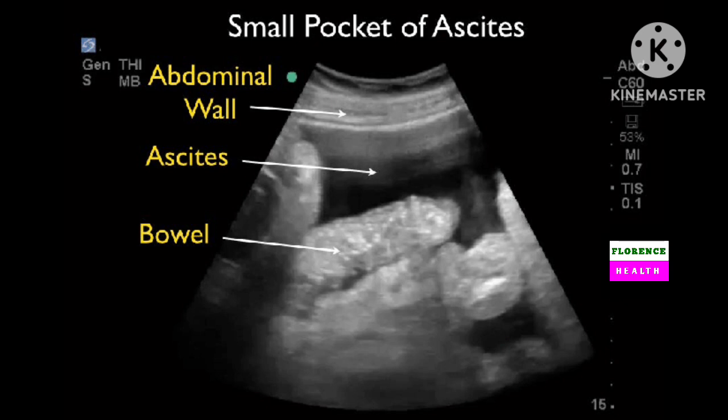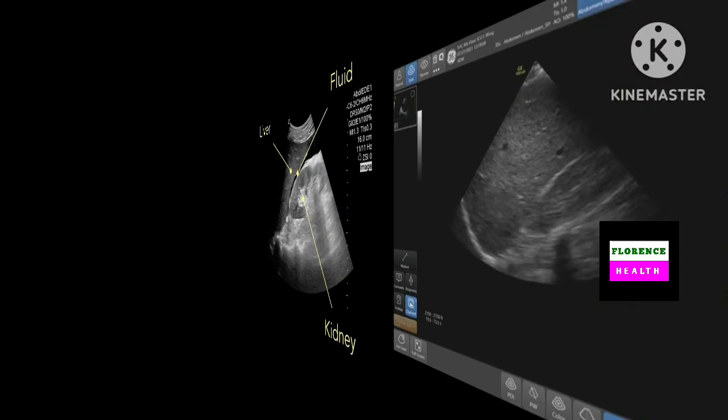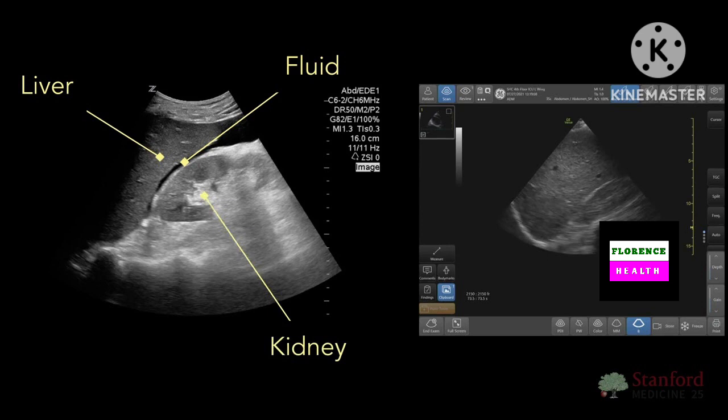Figure shows free fluid inside the peritoneal cavity and in between bowel loops. Figure shows free fluid inside the peritoneal cavity and hepatorenal pouch, which is a dependent part in supine position.